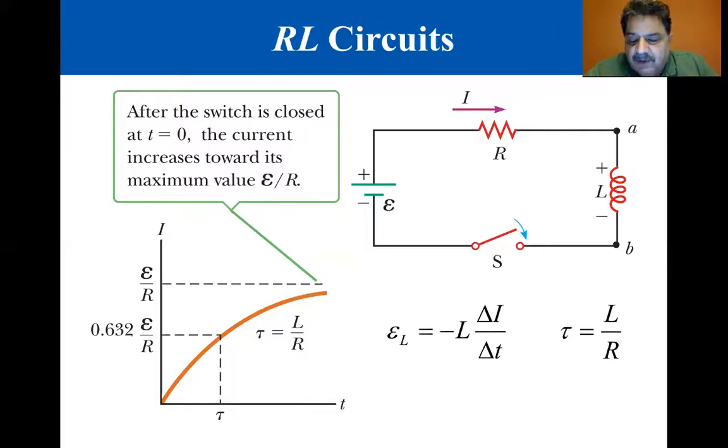The current in the circuit shown here is given by this equation: I is equal to E over R times (1 minus e to the minus t over tau). That should look familiar. It's very similar to the one that we had for RC circuits. This equation is consistent with our intuition. When the switch is closed at t equals 0, the current is initially 0, rising with time to some maximum value.